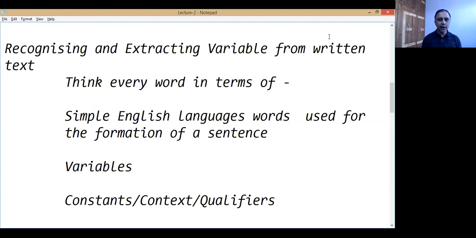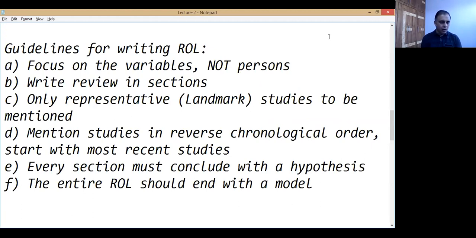So the first thing, we have to extract variables from the written text. There are certain English words, variable and constant. We have done a case study to differentiate between the simple English words, variable and constant. I have given you my understanding of how to write the review of literature. Focus on the variable, and the review should be written section-wise. It must culminate in a hypothesis and overall with the model. This is what the majority of the journals are asking for paper publication in A or A star journals.